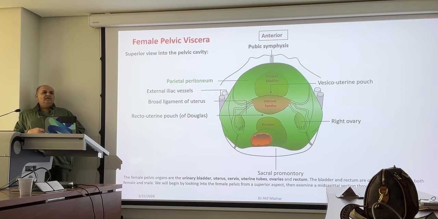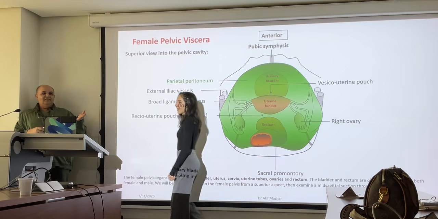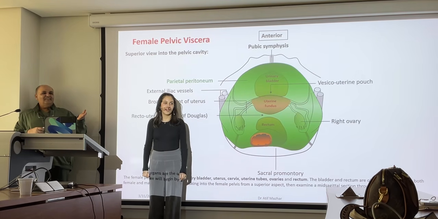Now this is broad ligament. Guys, I need one volunteer. No, you are wearing a headscarf, I need someone without a headscarf. Come. And I request someone who's not using her tarha. Yeah, yeah, I want a tarha.